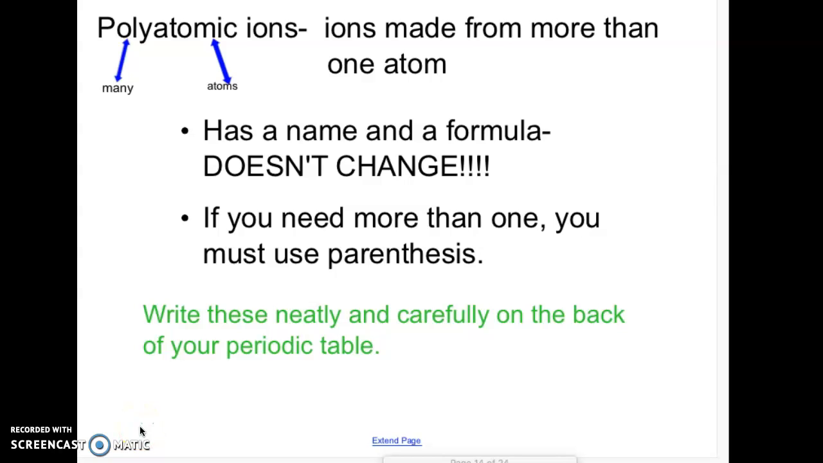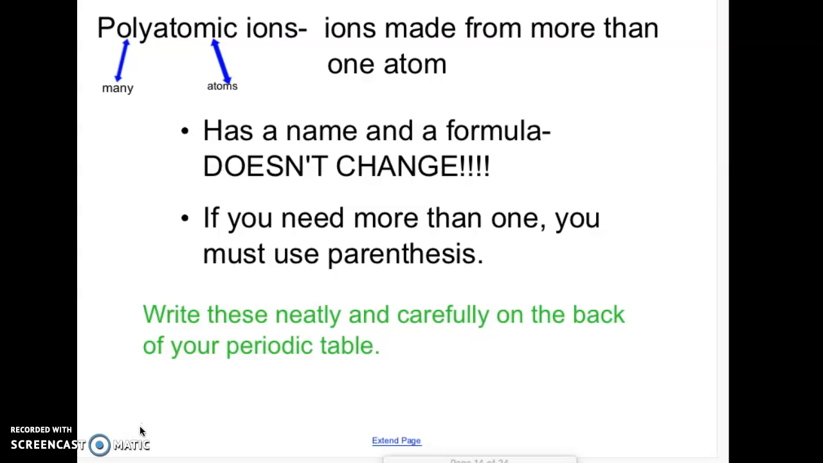All right, so I apologize that I wasn't able to get all of this into that last video, but again, this is our last little bit about ionic bonding. So the last little bit is about polyatomic ions. Poly means many and atomic means atoms. So polyatomic ions are ions that are made from more than one atom. Everything we've talked about so far only has one atom. These ones are going to have multiple.